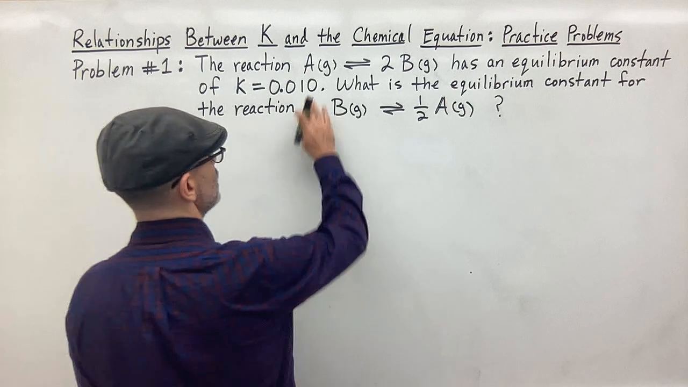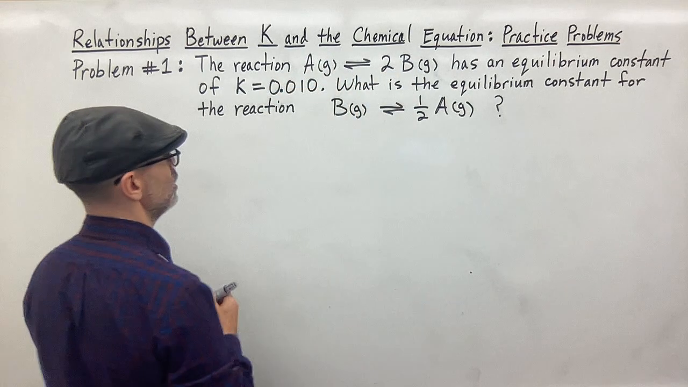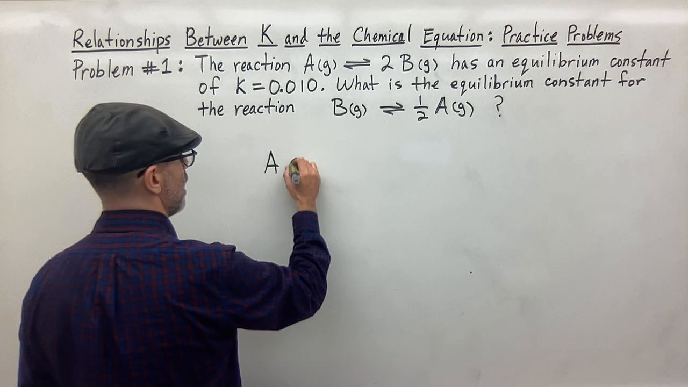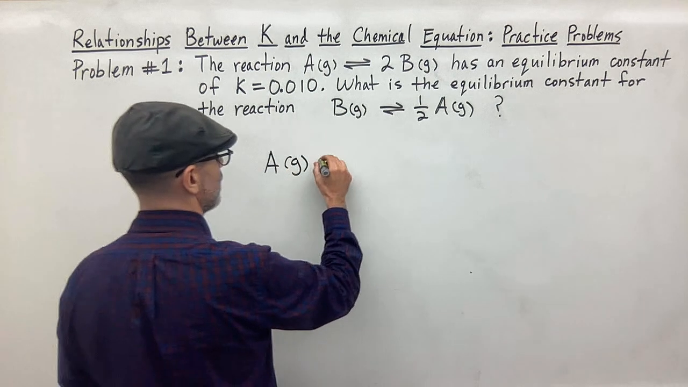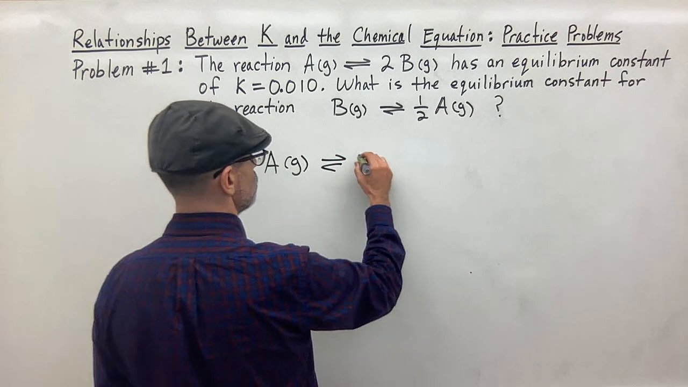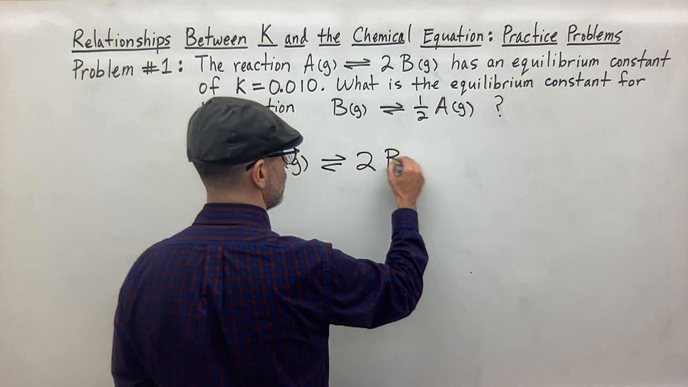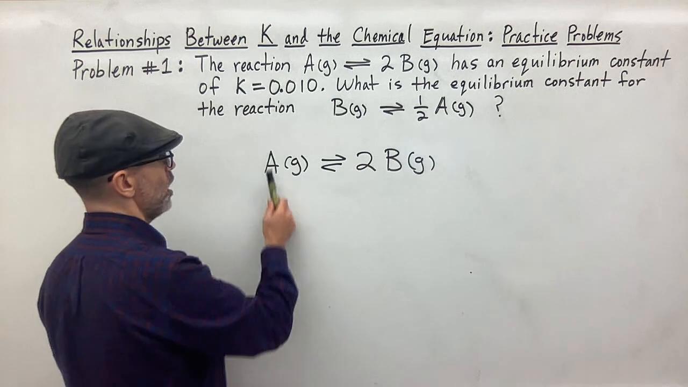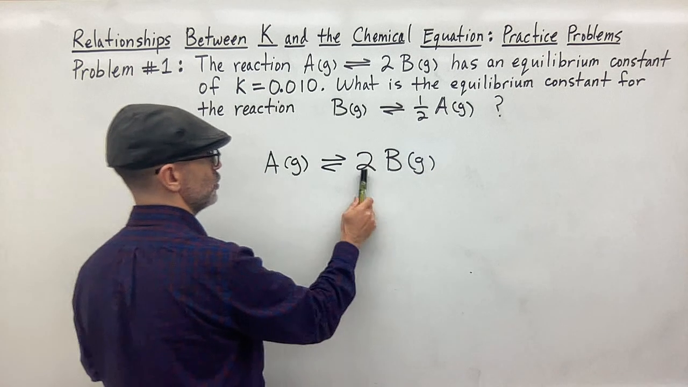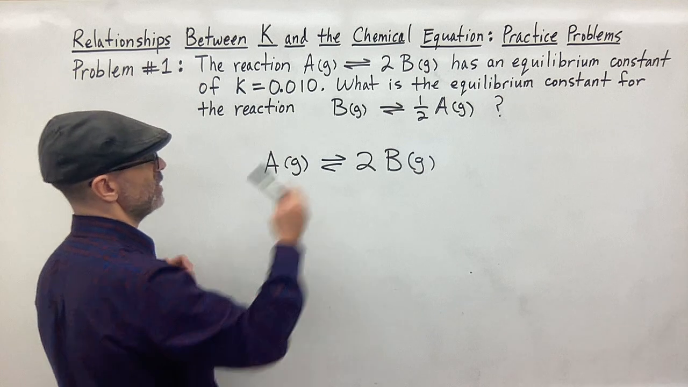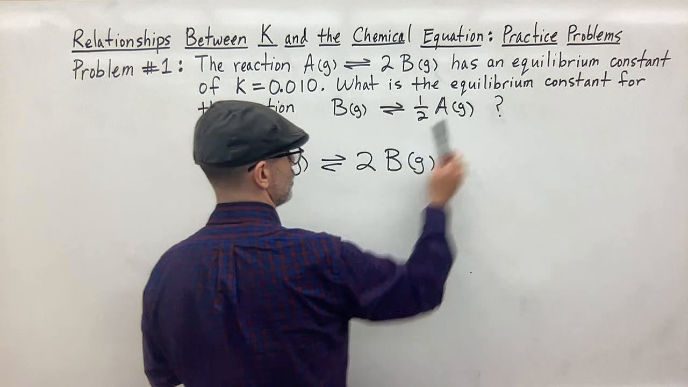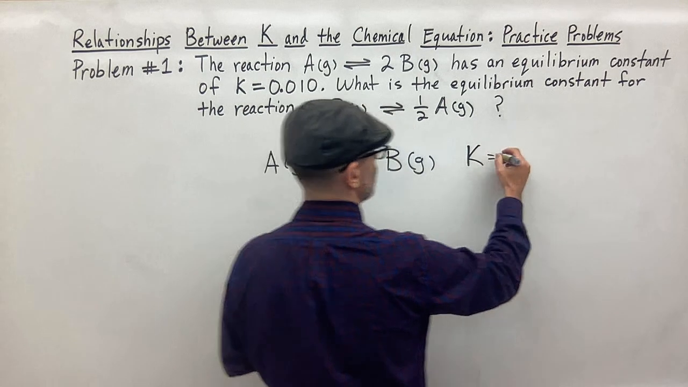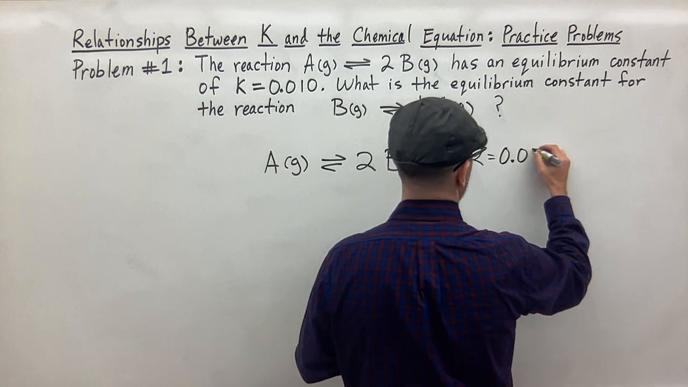So here is my original reaction. If I rewrite that down here, I have gaseous A in equilibrium with gaseous B, but I have 2B instead of 1B. So the ratio is 1 to 2. This is my target reaction. I'm given the K value. So the K for this reaction is 0.010.